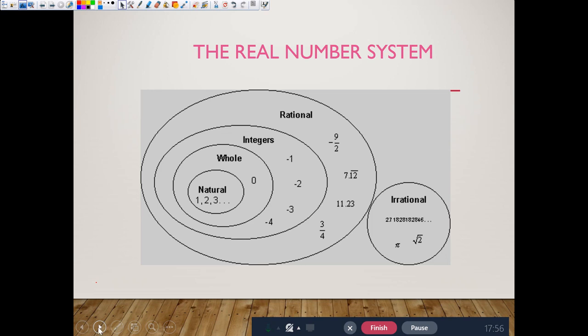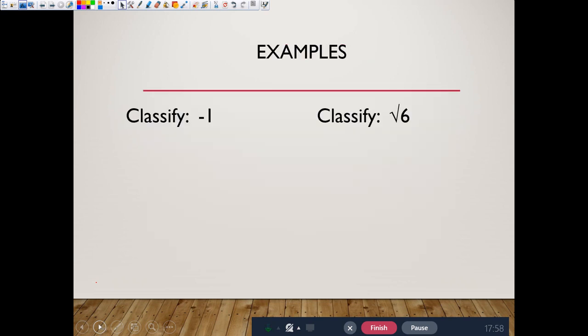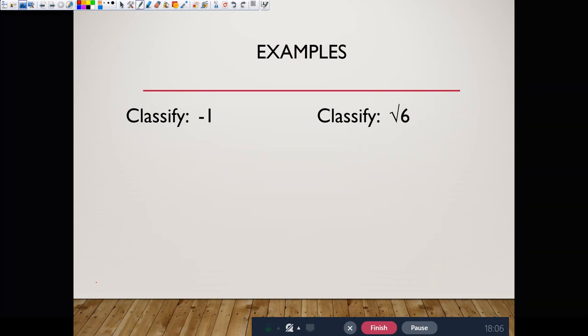So, let's classify negative 1. We need to say every single thing that it could be. Yes. Integer. It is an integer. What else is it? What else is on the outside of integer? Rational. And then what is all of these numbers? What are they? Real. So negative 1 is an integer. It's rational and it's real. Okay?